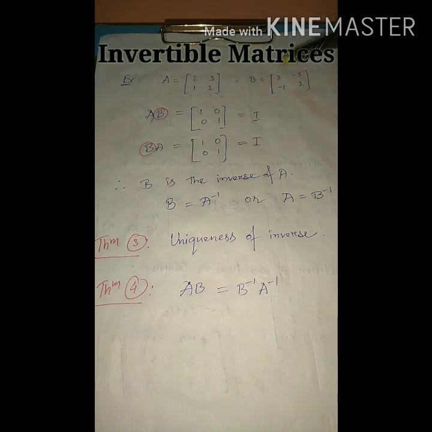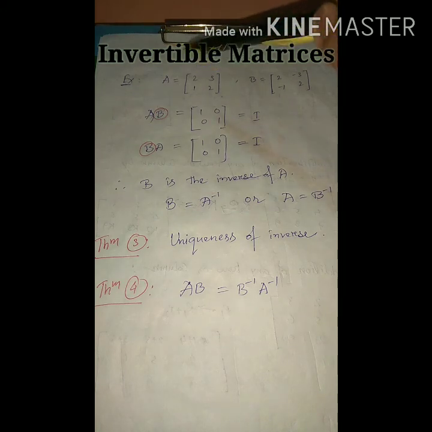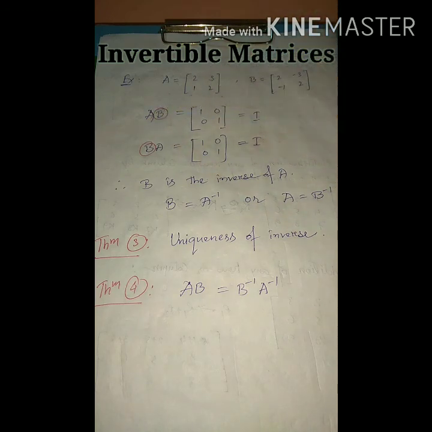Or if you multiply BA, because AB is not equal to BA, and again you get identity, which we represent by I. So if the multiplication of two matrices is identity, then for the first matrix, the second one we can say is the inverse. Like if you multiply 2 with 1 by 2, the result is 1. So in this case, for 2, 1 by 2 is what?